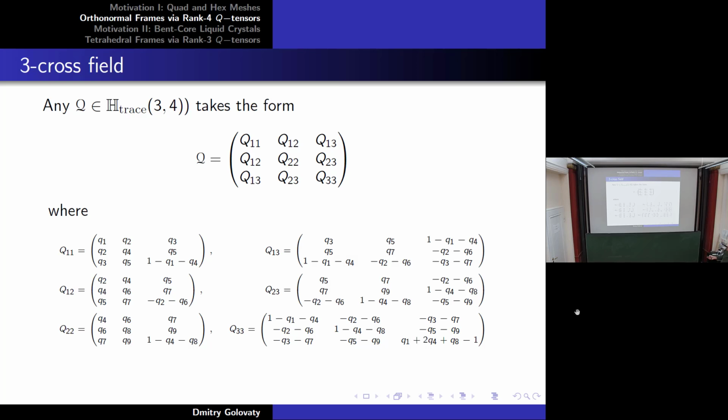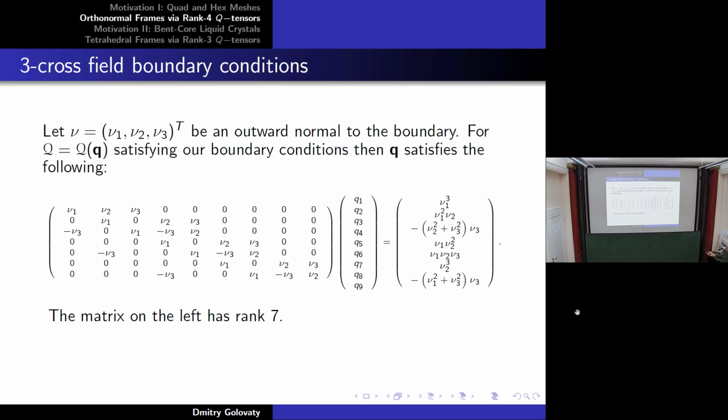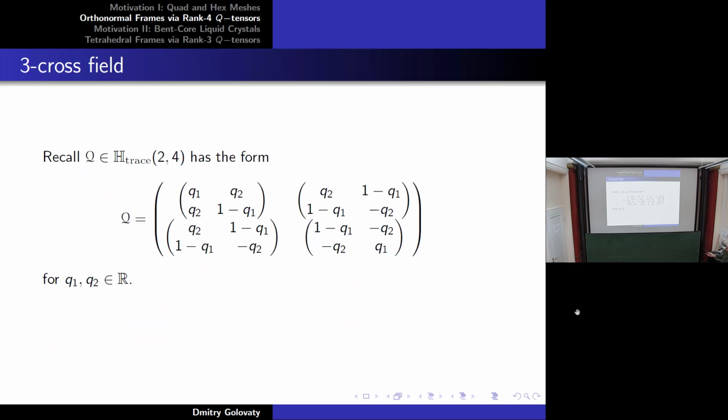Okay. And so this is what you're going to do for a free cross field. I mean, this is irrelevant. It's just some large tensor or matrix Q. This is not really going to convey any information to you. You're just going to end up with some huge potential. The boundary conditions look like this. All of that doesn't really matter that much.